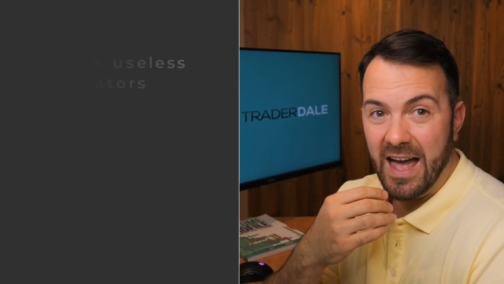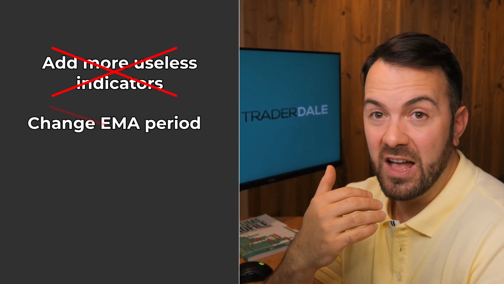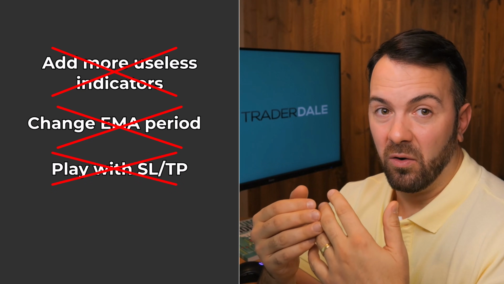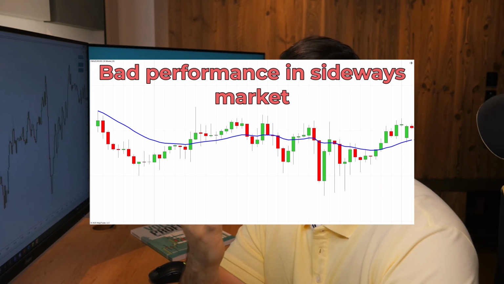The important part is how I improved it. I didn't add more useless indicators, I didn't change the EMA period, I didn't play with take profit or stop loss or any other detail like that. Instead, I looked at the strategy itself. I found the weak spot, that was the bad performance in sideways market, and I fixed it with VWAP. So what I want to show you here is that you need to actually think about the strategy, not try a bunch of small tweaks and hope that one random change will magically solve everything, right?